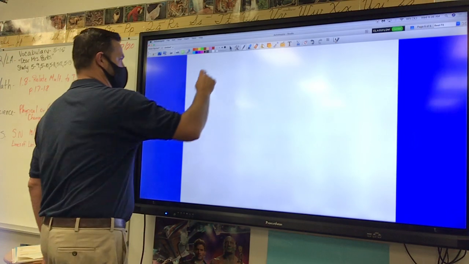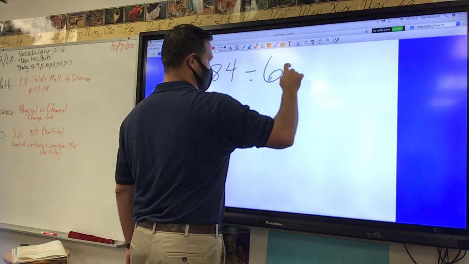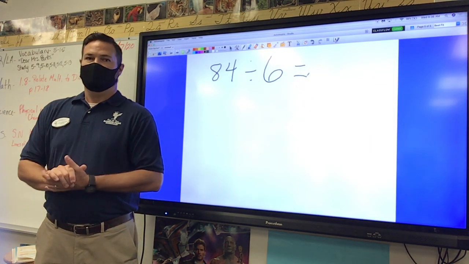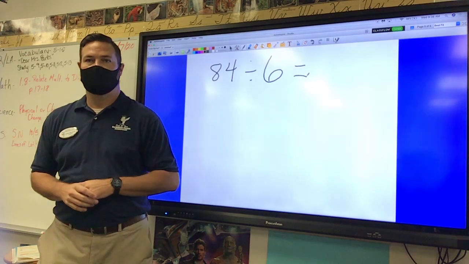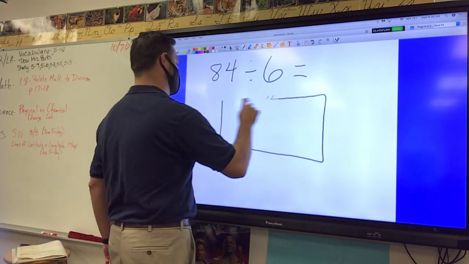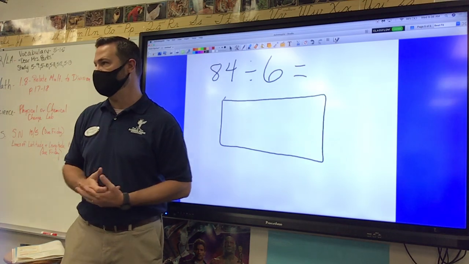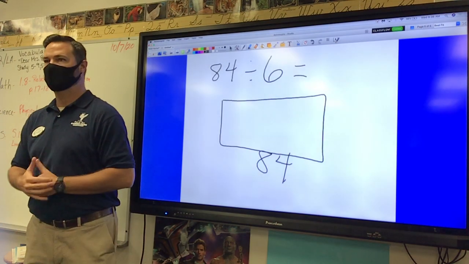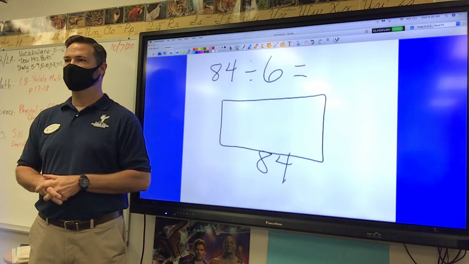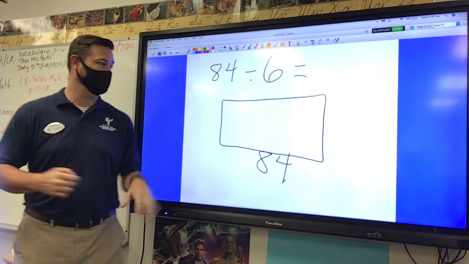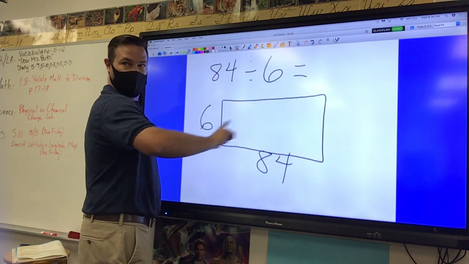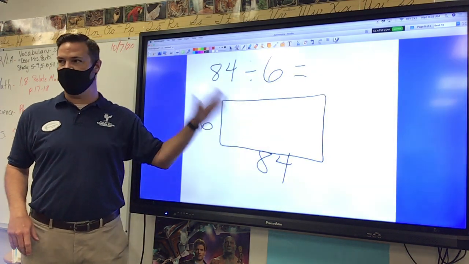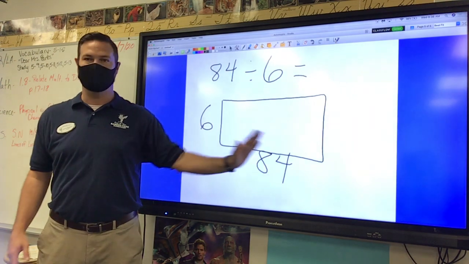All right, let's try this one. 84 divided by 6. Okay, how would I set this up? If you're going to do this on your own, how are you going to set it up? Okay, I need a big rectangle, right? And what does that rectangle represent? 84 total, right? Because I need 84 total. How many rows am I going to have? How many? 6, right? Do I want to draw 6 rows on these? No. So I'm going to do 84 total, and I'm going to divide them into 6 rows, and then at the end I'm going to see how many columns it takes to get me to 84.